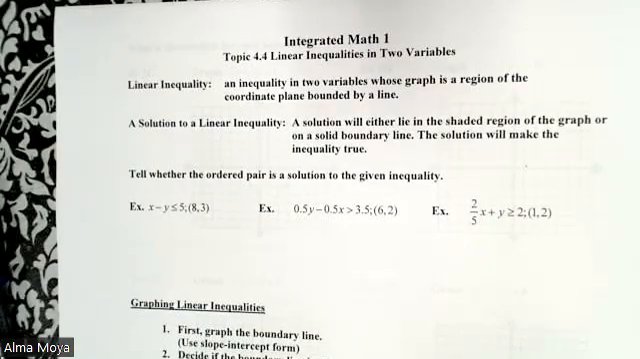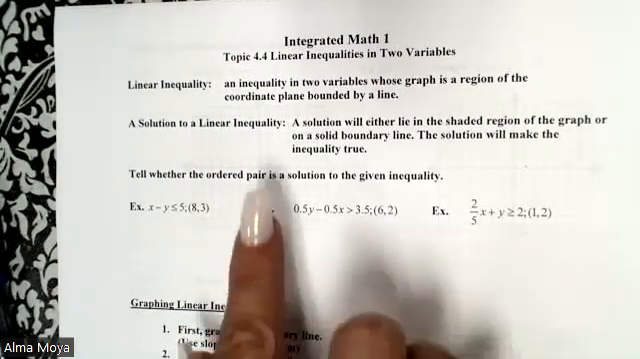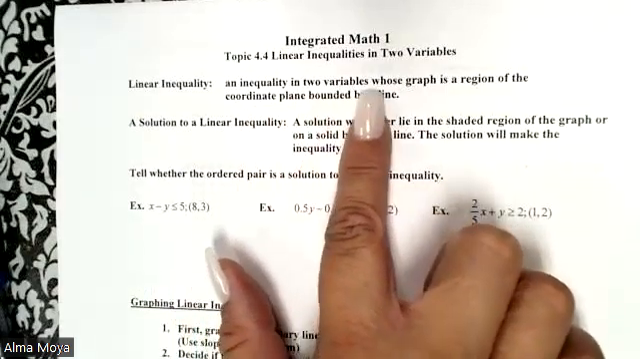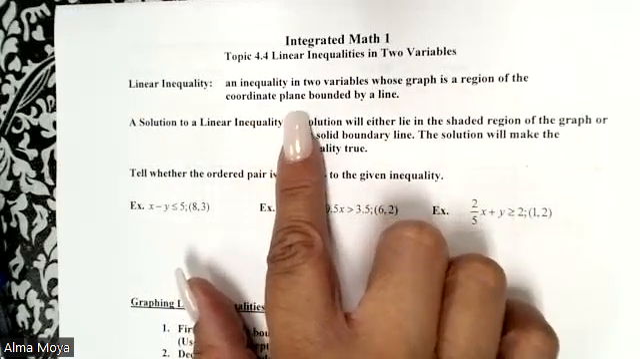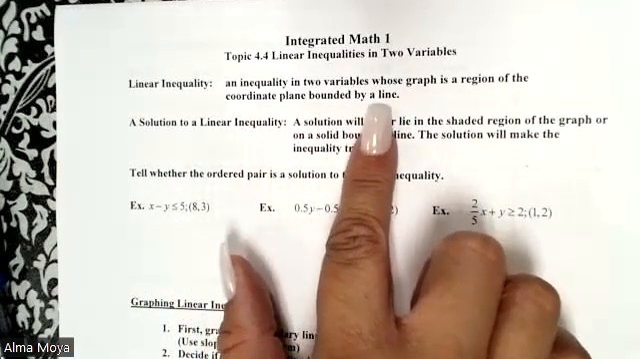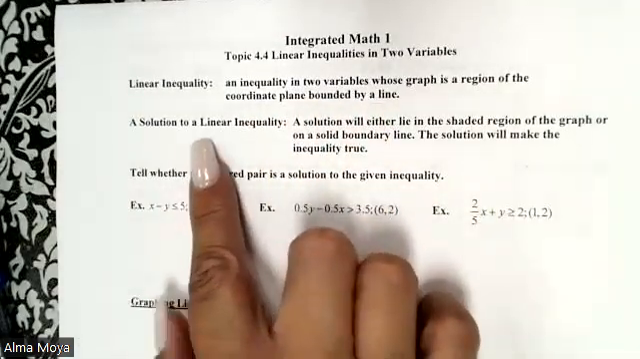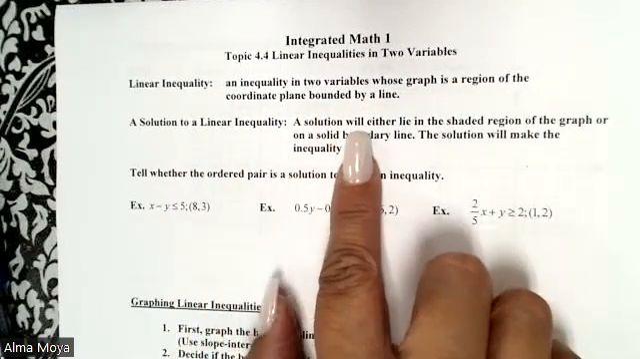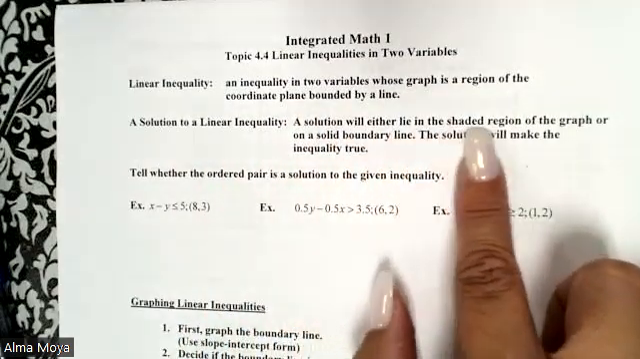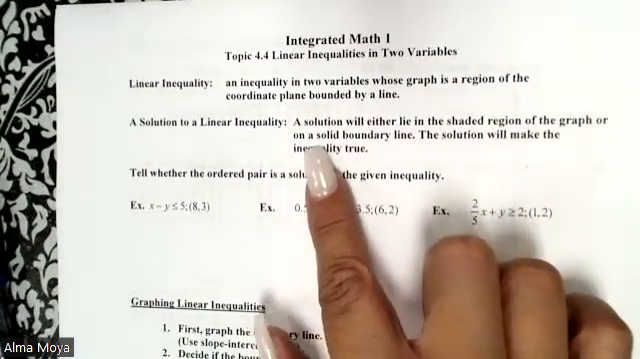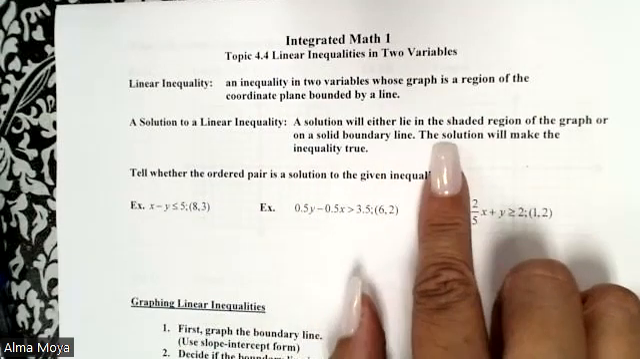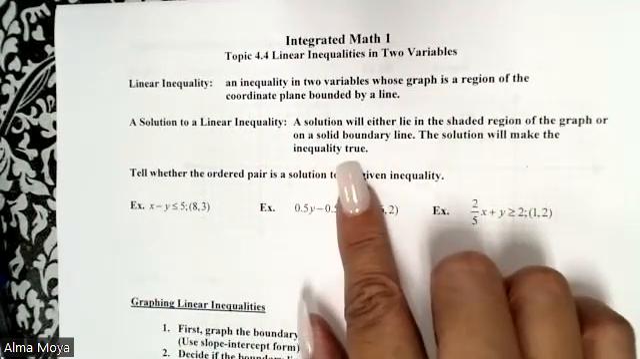Today's notes are on 4.4 linear inequalities in two variables. A linear inequality is an inequality in two variables whose graph is a region of the coordinate plane bounded by a line. A solution to a linear inequality will either lie in the shaded region, that means it's a true statement, of the graph, or on the solid boundary line. The solution will make the inequality true.